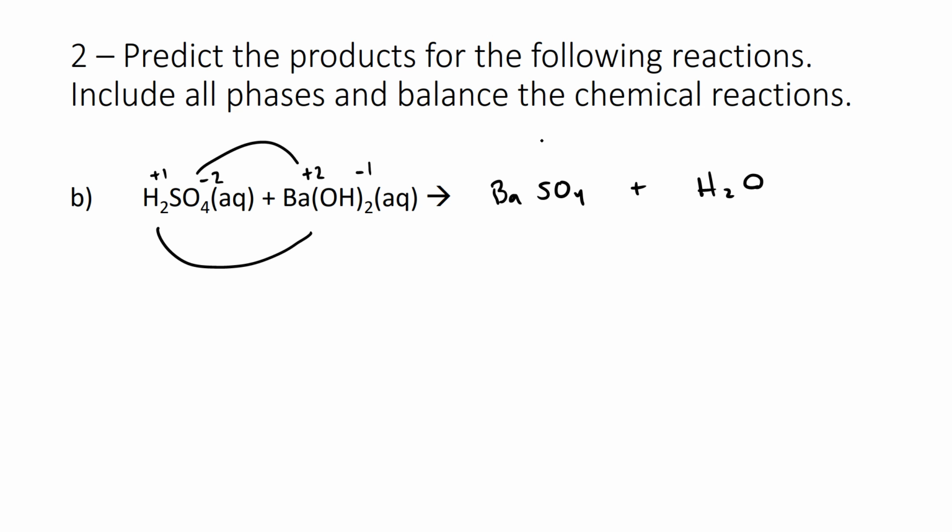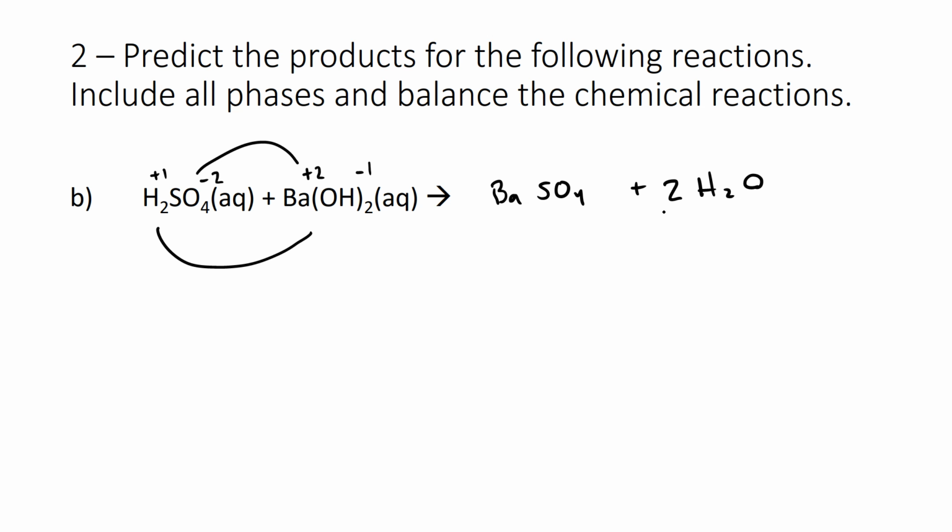Let's see. On the left side of the equation, we have a total of 4 hydrogens. And on the right side, we only have 2, so we're going to need to put a 2 out here in front of the H2O. Now we should have an equal number of oxygens on both sides as well. Let's see, we have 4 over here, 5, 6. And then we have 4, 5, 6 oxygens. So this reaction is now balanced.